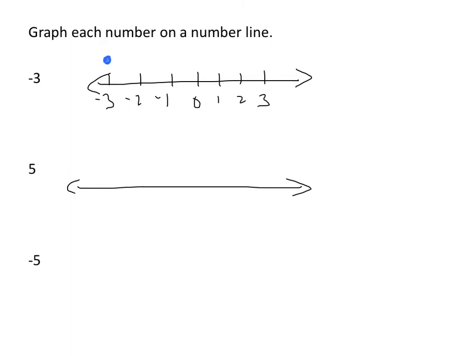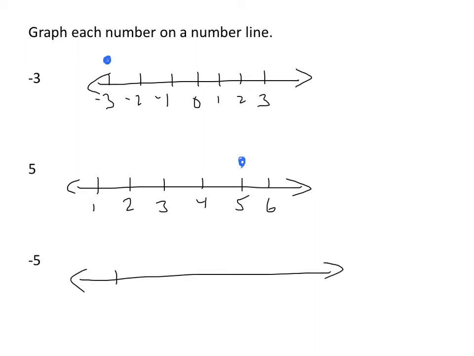Alright, like I said, I can start my graph wherever I want. So maybe this one, I'm going to 1, 2, 3, 4, 5, and 6. Once again, I'm going to draw my dot right over +5 because that's the number I am graphing. And with -5, maybe I'm going to start at -7, -6, -5, -4, -3, -2, -1. Go ahead and draw a point. And so when they ask you to graph each number, it's as simple as that. We're just going to draw a point right over the number.